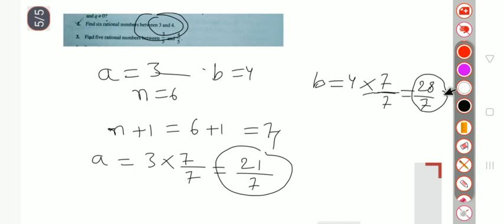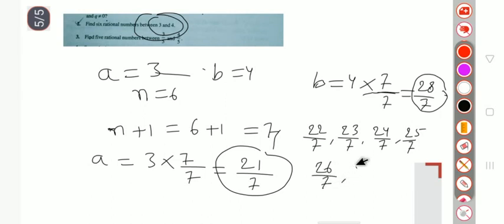Now we have to find 6 rational numbers. So after 21 comes 22. So 22 by 7 is the first rational number. Next comes 23 by 7, the second. Next 24 by 7, the third. Then 25 by 7, the fourth. Now the next rational numbers are 26 upon 7 and 27 upon 7. This is the answer. Okay, so when integers are given, then we can find them simply by this method. This is a very simple method.